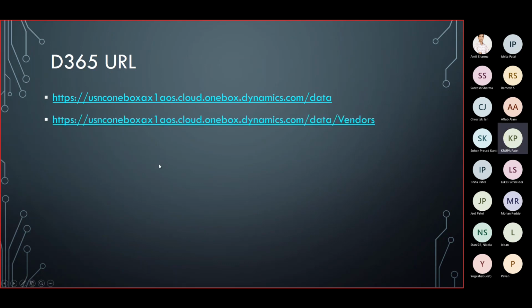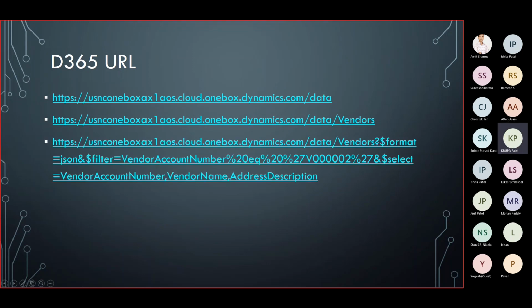Then the second one is specifically showing only the vendor entity. And the vendor entity means all the rows available through DMF, and those are denormalized rows definitely. And the third one is the OData approach to access a vendor entity, just like an SQL query where you put a select clause and a where clause. So it will return only the specific vendor number. So now we'll see it in FNO.